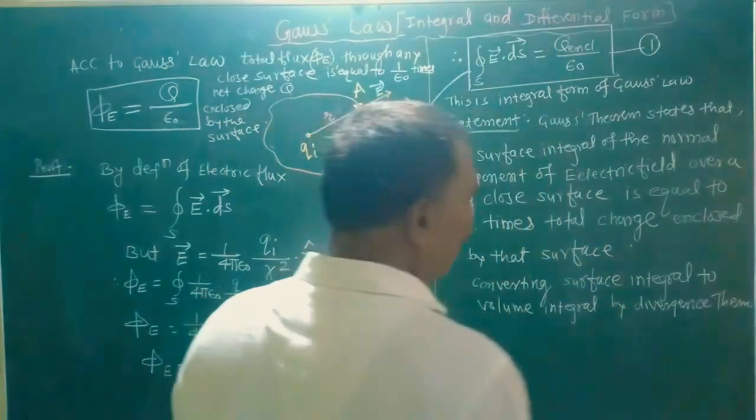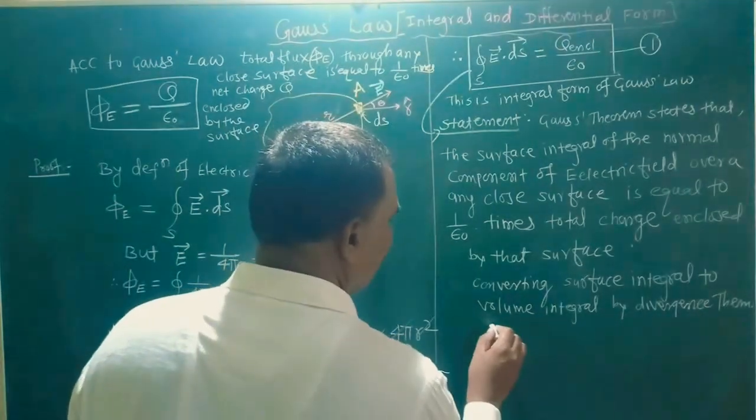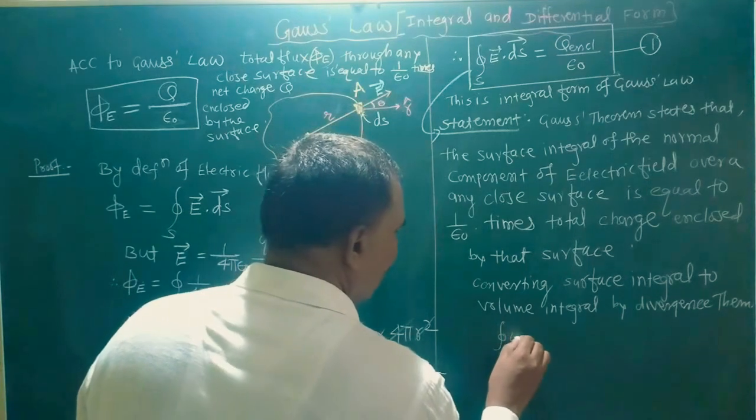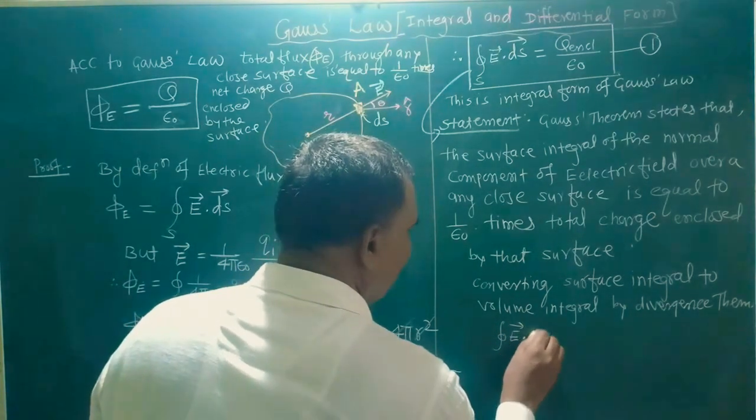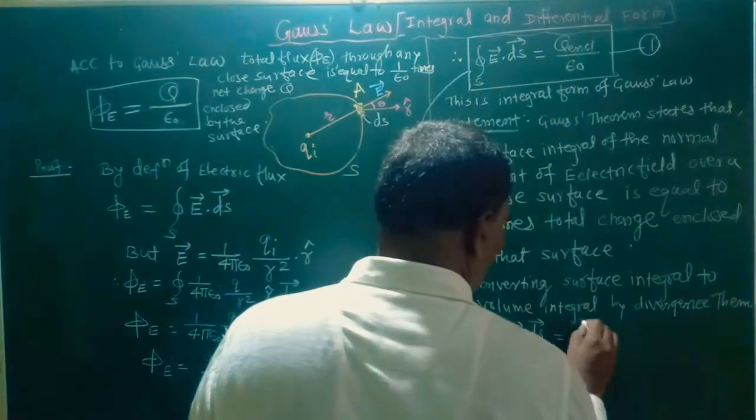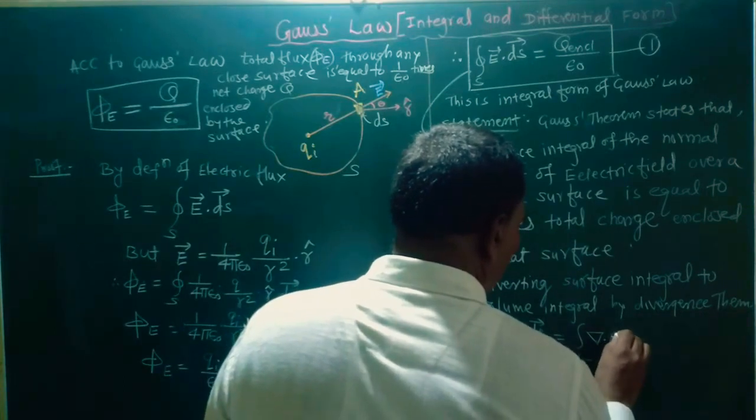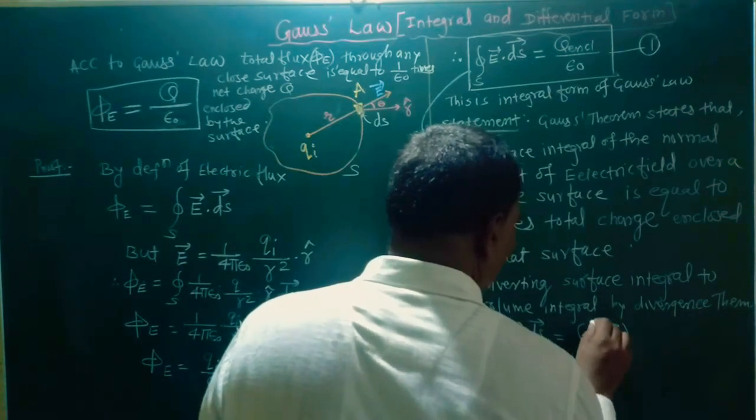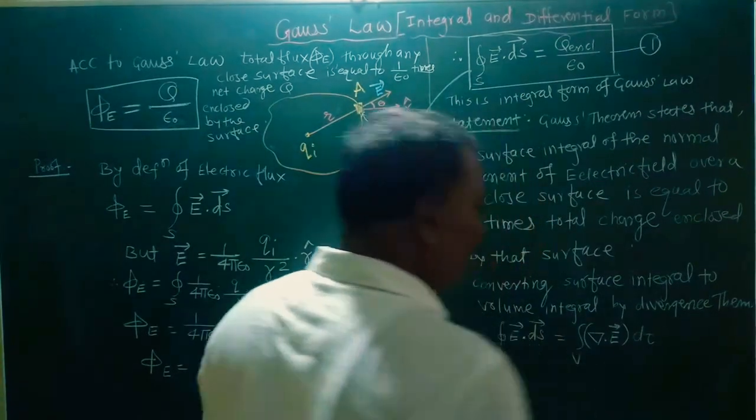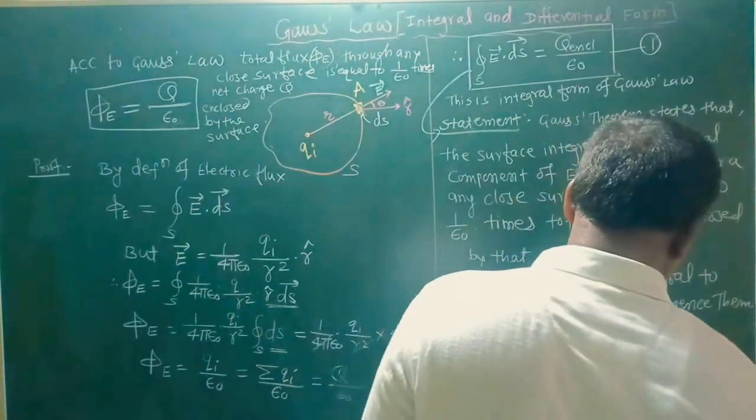Now what is the divergence theorem we have? That is, the surface integration of E bar dot ds bar over the surface S is equal to the volume integration of divergence of E bar dτ. This is equation number 2.